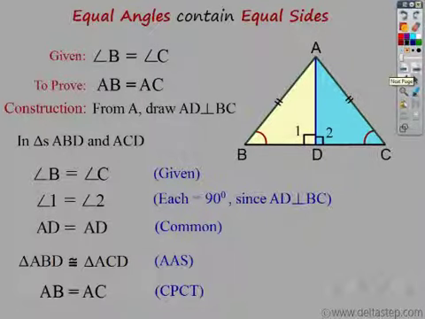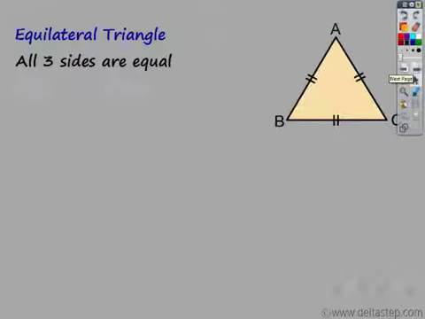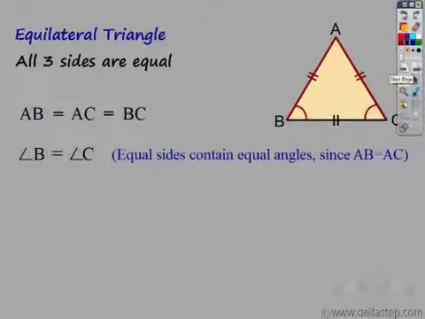So now we've seen that equal sides contain equal angles, and equal angles also contain equal sides. So we know that an equilateral triangle has all three sides equal. So what I know is AB is equal to AC, which is equal to BC. This is what I know. Now, since AB is equal to AC, these are the two equal sides, they meet at A. So leaving A, angle B should be equal to angle C. Equal sides contain equal angles. So I have B is equal to C.